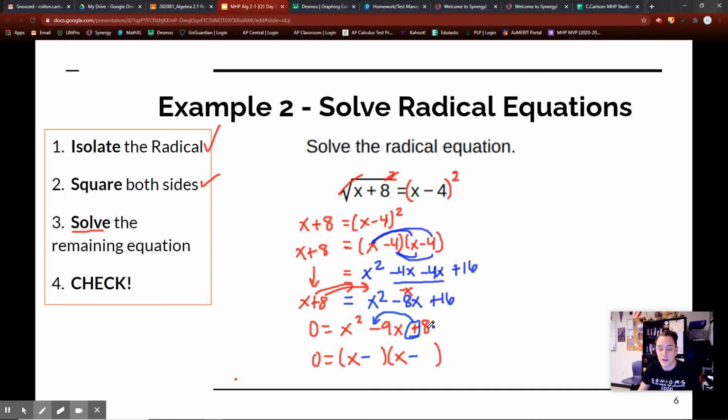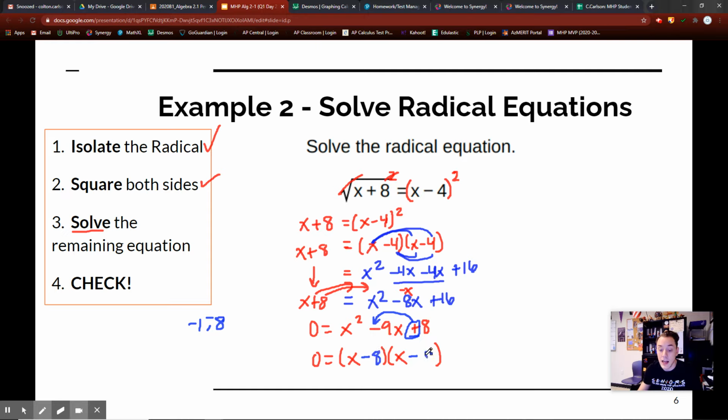So now, what do I have? Factors of positive 8. Factors of positive 8 are just 8 and 1. I can have 4 and 2 and all that fun jazz, but those don't add up to 9. How can this add up to 9? Well, it can add up to 9 using a positive 1 and a positive 8. But the problem is we don't have a positive 8 or a positive 1. So I need a negative 8 and a negative 1 and so forth. So that's what I have.